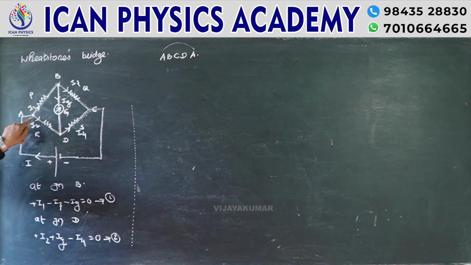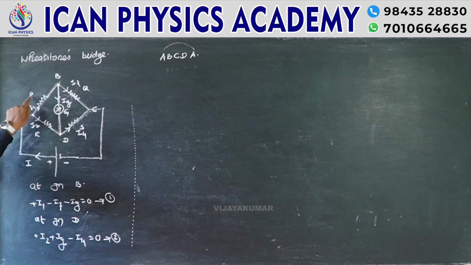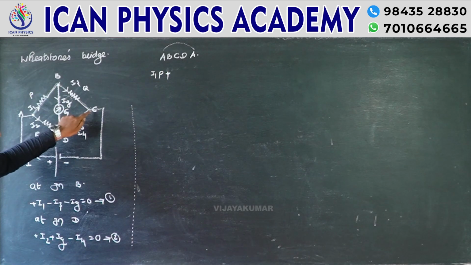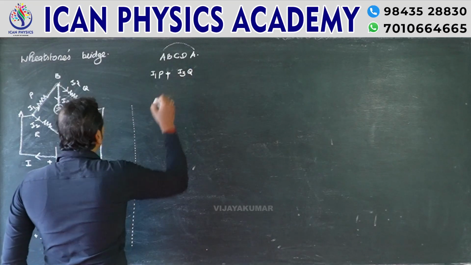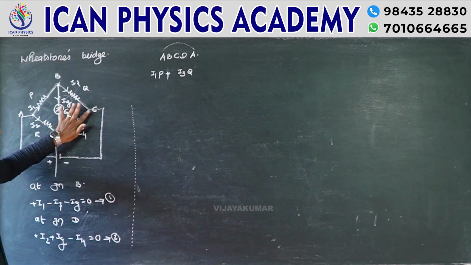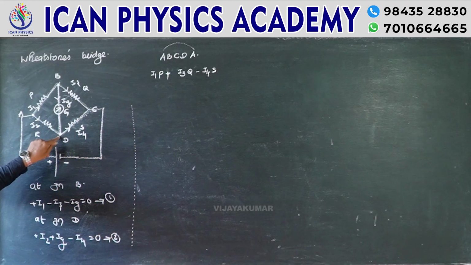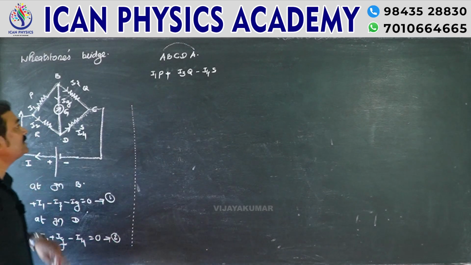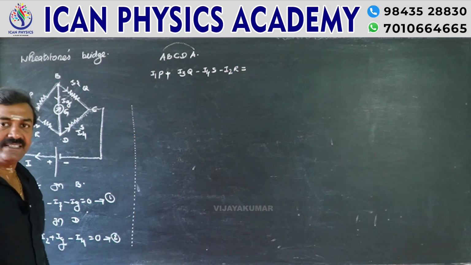So the product of current and resistance in the arm A to B is I1 into P. So I1 into P, plus in the arm B to C, I3 into Q. In the arm C to D, I am moving from C to D, but the current is flowing in the opposite direction, so minus I4S. Now D to A, but the current is flowing from A to D in the opposite direction, so minus I2R, equal to the algebraic sum of EMF in that closed circuit.